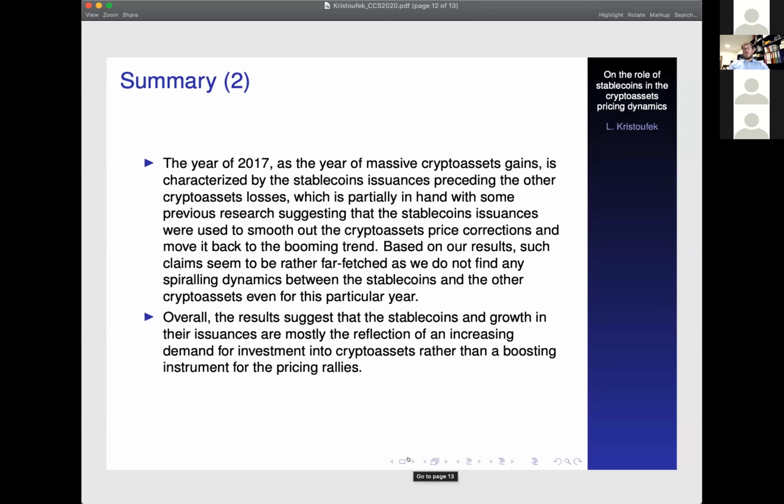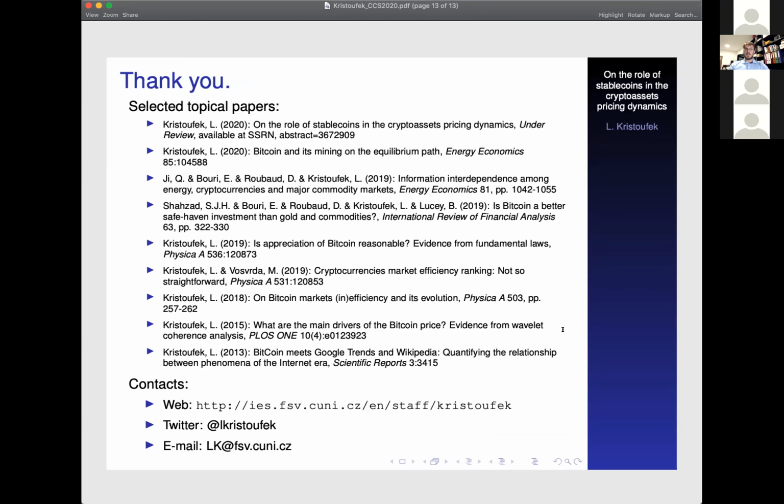Okay, and I'm getting close to the end when I check at least my clock. So I will just go to the very last point. So overall, the results suggest that the stablecoins and growth in their issuance are mostly the reflection of an increasing demand for investment into crypto assets, rather than a boosting instrument for pricing rallies. So it actually goes quite against some kind of popular belief that Tether is mostly just a bubble boosting instrument. It doesn't seem that way, at least based on the data.